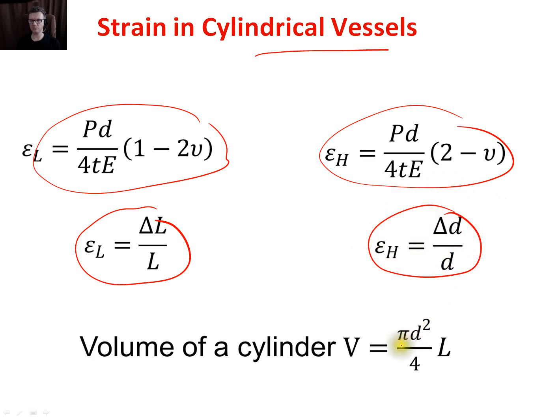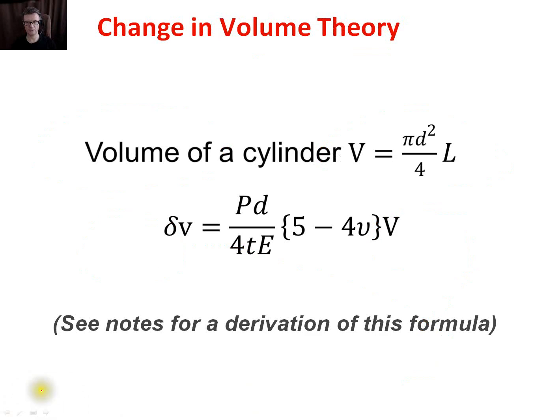Now I know that pi d squared divided by 4 times L will give me the volume of the cylinder. So these are telling me that I should expect a change in D, that's going to get bigger, and a change in L, that's going to get bigger. So I could use that equation to work out how I would expect the volume of the cylinder to change. I could do that by substituting those values in. If I wanted to, I could just quote the formula from the formula sheet where I substitute those terms in.